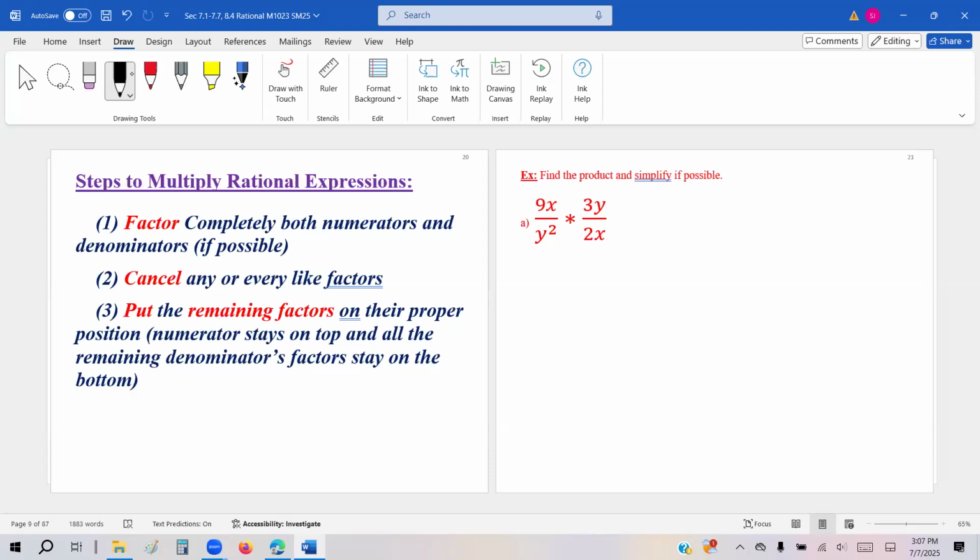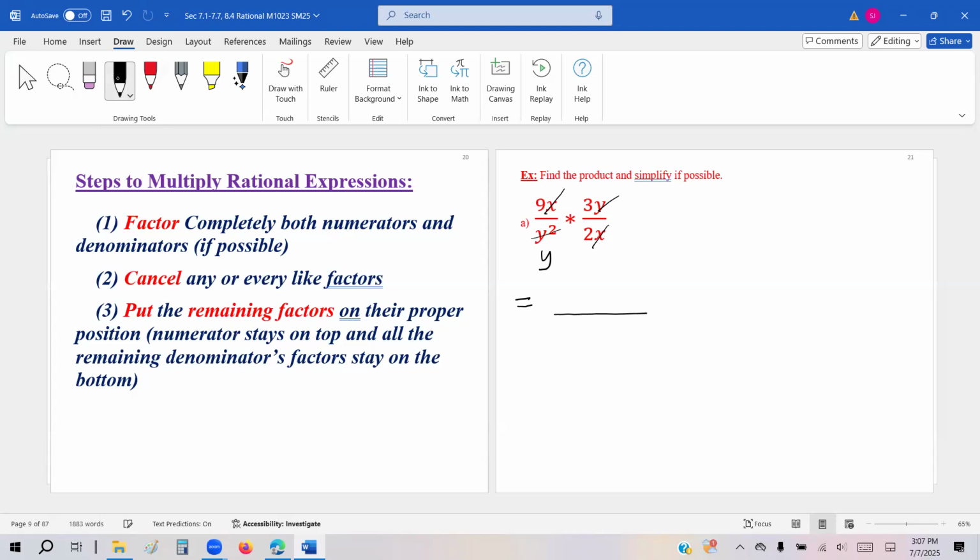Maxim, what can we cancel here? X, X, Y, Y. So 9 over Y goes to Y squared how many times? So do you get 1 left or do you get Y left? Y. Where, on the numerator or on the denominator? Denominator. So let me actually do it here so you can see.